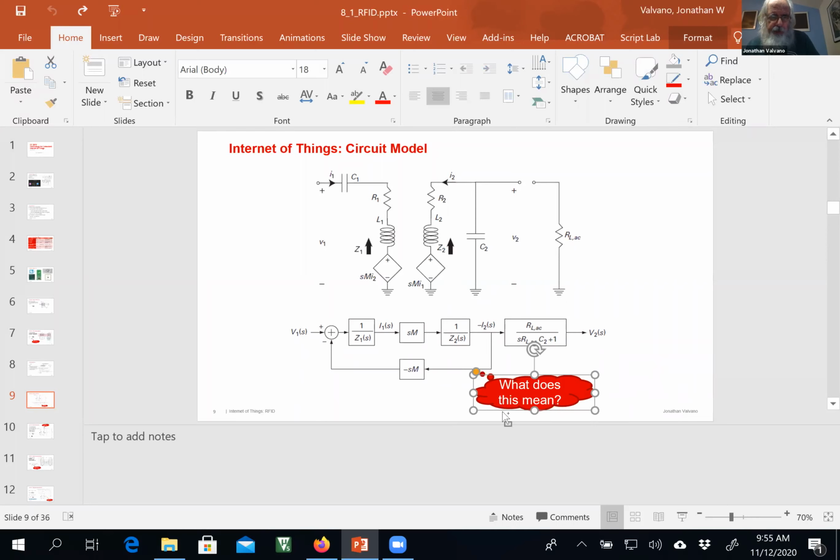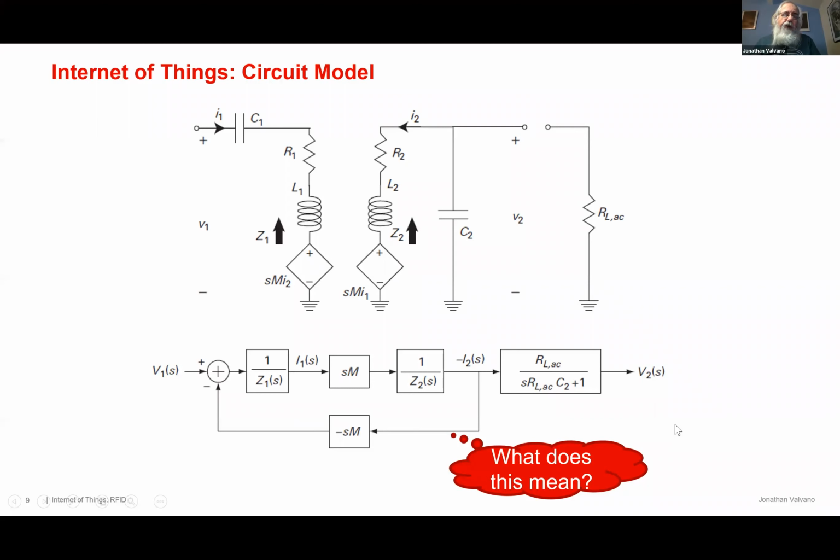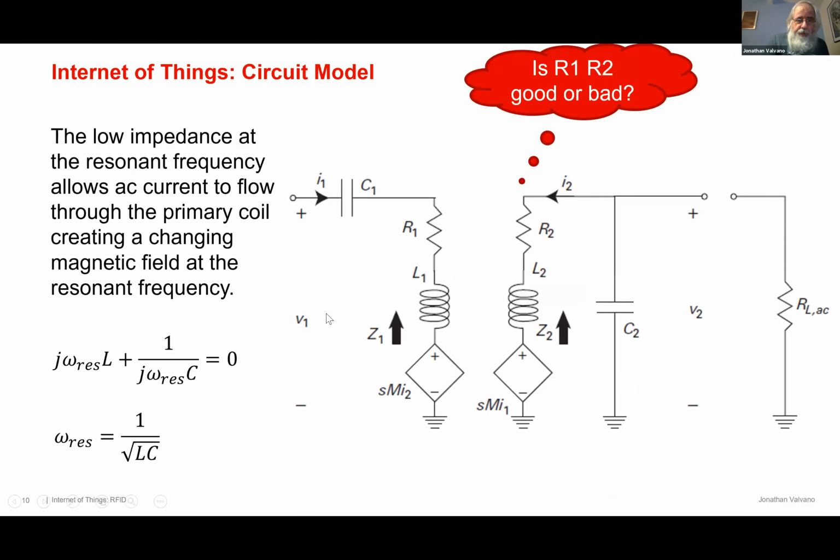What I'm trying to say is, what does the arrow in the other direction mean? What does the arrow in the left to right dimension mean? What can I do with that? The arrow from right to left I can use to communicate data from the tag back to the reader. What about the arrows from left to right?